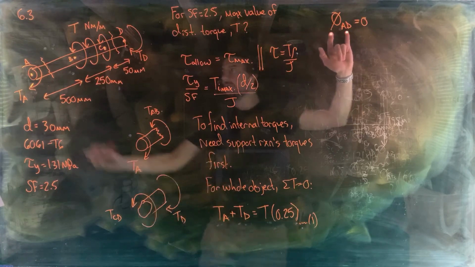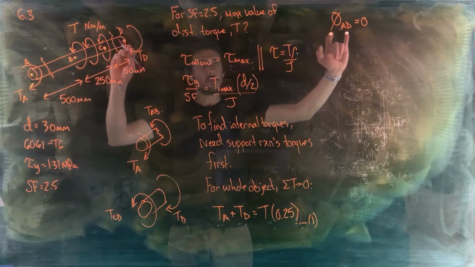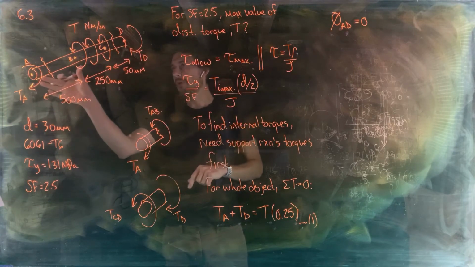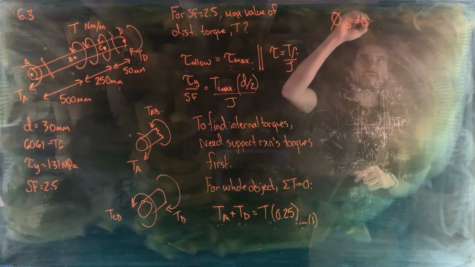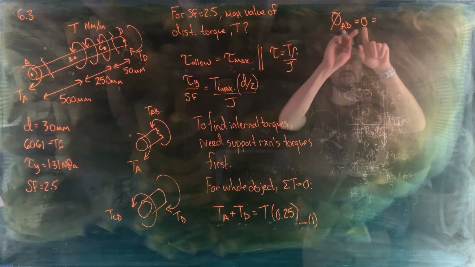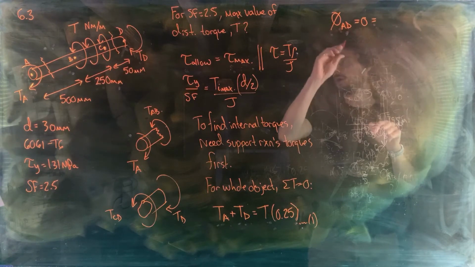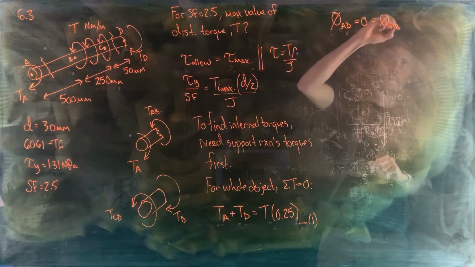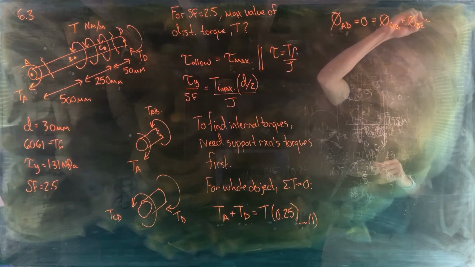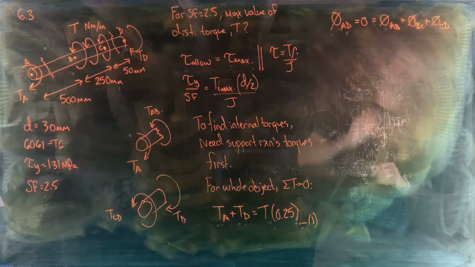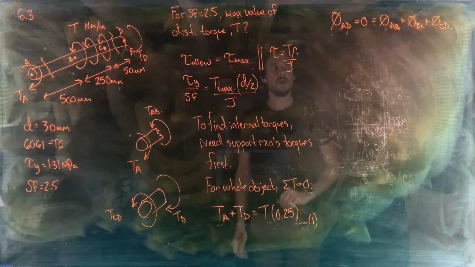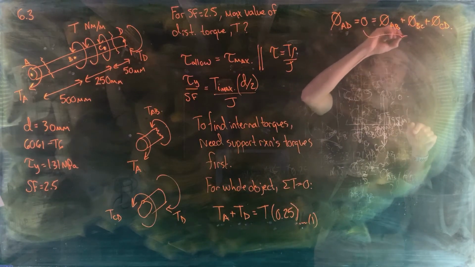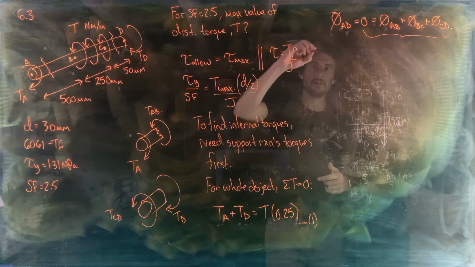So if we think about the angle of twist from A to D, we can't compute that as one overall angle of twist. We need to break that up into different segments using superposition. So we can say that the angle of twist A to D equals 0, and the angle of twist A to D equals the angle of twist from A to B plus the angle of twist from B to C plus the angle of twist from C to D. So there we go. Let's take this portion of the equation now and expand it out.